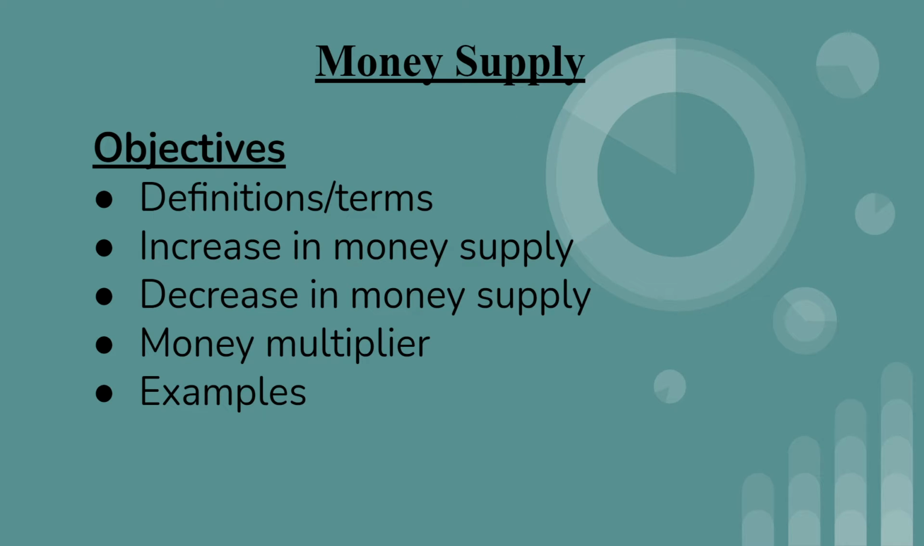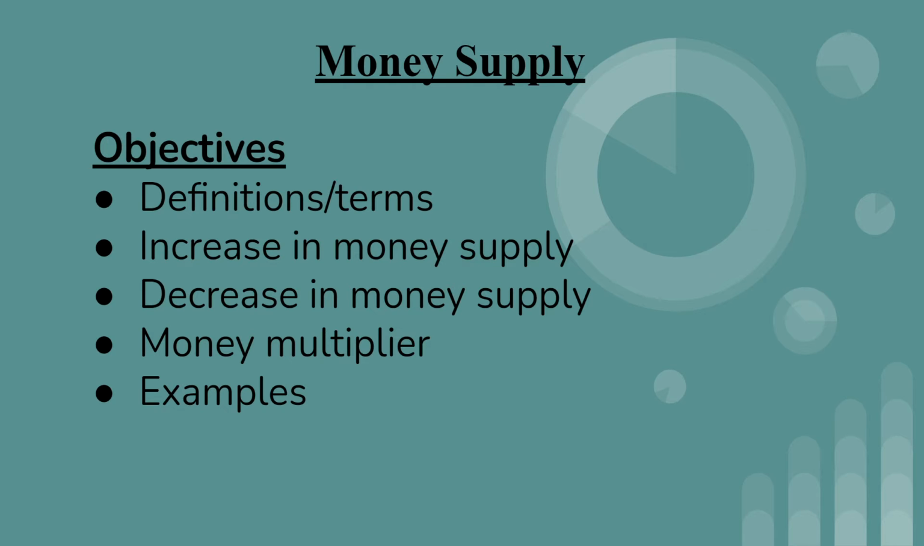So in today's video I'm going to talk about the money supply. But before we get started, let's quickly have a look at the objectives. By the end of this video, you'll be familiar with a few definitions or terms that we use when we talk about money supply and how the Central Bank of Canada increases or decreases the money supply. We're also going to look at the money multiplier, and finally we're going to look at a few examples.